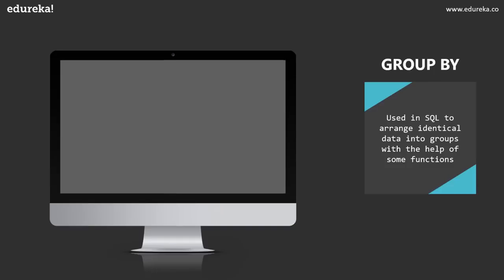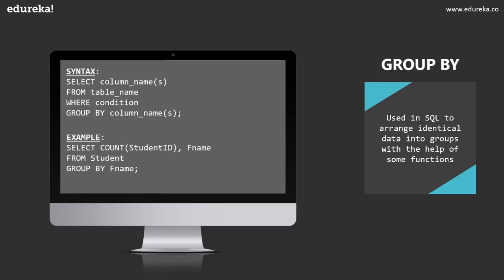Next SQL query is group by. Group by is a functionality used to arrange similar types of data into a group. For instance, if a column in a table consists of similar data or values in different rows, then we can use the group by function to group the data. The syntax is select column from table where condition group by the same column.